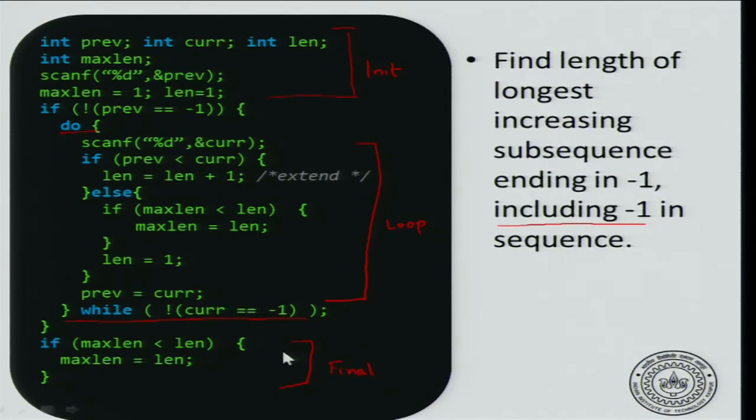The difference between this logic and the logic that we have seen before is that we do this execution without testing whether the currently read number is -1. So automatically what happens is that if the number is -1, all these steps will be performed before we test that the sequence has ended. Okay. So automatically we ensure that -1 is also included when we calculate the increasing subsequence.